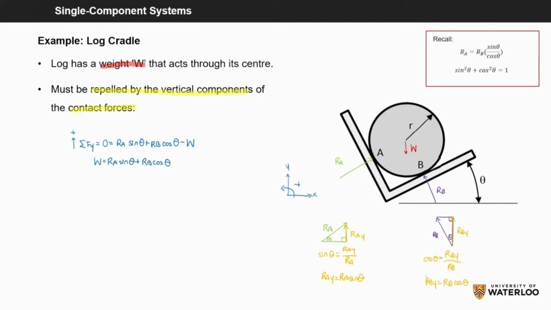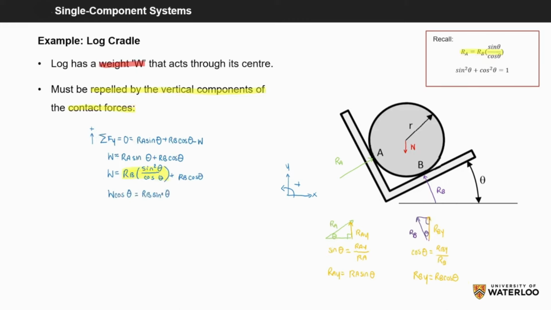We can rearrange the equation to have the weight W on one side and substitute Ra with the answer we obtained in the previous slide, which is Ra equals Rb sin theta over cos theta. We then multiply cos theta on both sides and factor out Rb from the right side. In trigonometry, the expression sin squared theta plus cos squared theta is equal to 1. So Rb turns out to just be W cos theta, and from previously, Ra equals W sin theta.